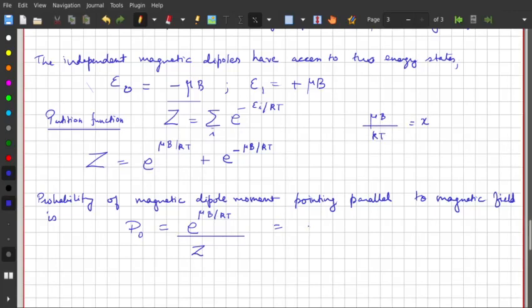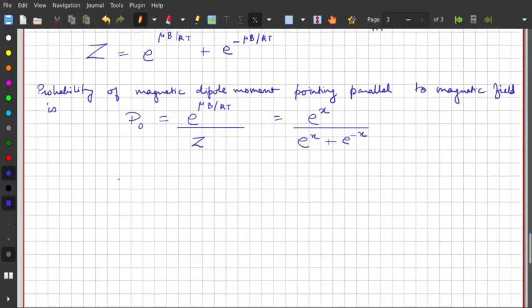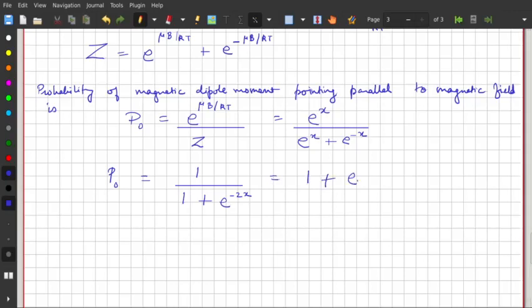So this becomes e to the x, and the partition function becomes e to the x plus e to the minus x. Let's divide the numerator and denominator by e to the x. This becomes 1 over 1 plus e to the minus 2x, which could be written as 1 plus e to the minus 2x all to the power minus 1. Keep in mind that x is the group mu B by kT.